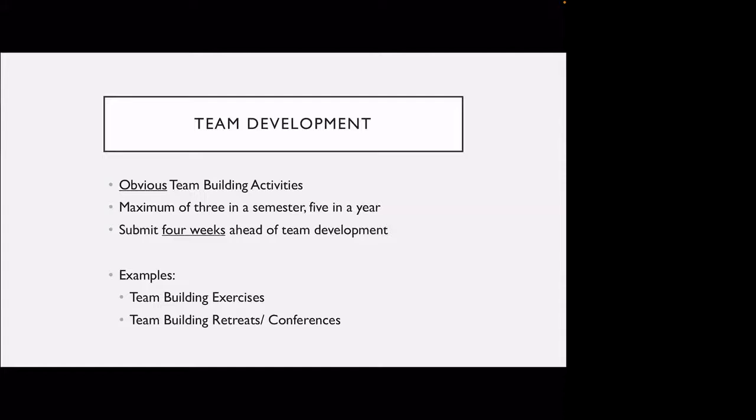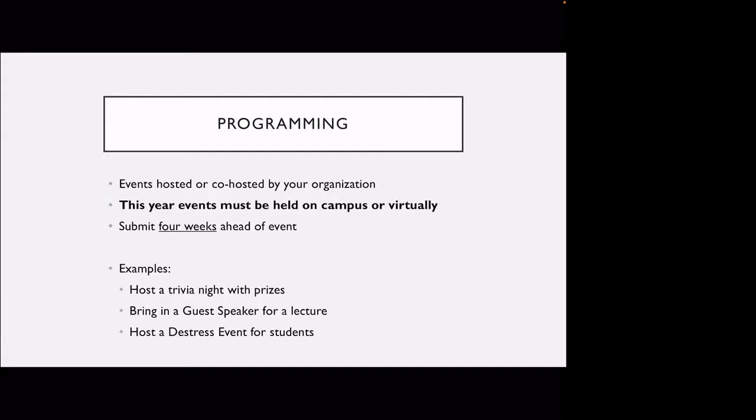And then finally, which will probably be the most used budget type, is programming. And these are going to be events hosted or co-hosted by your org. This year, due to the ongoing pandemic and ever-changing safety guidelines, all events must be held on campus or virtually, so we cannot hold events off campus, or at least we will not fund events that are to be held off campus. And like team building, these need to be submitted 4 weeks ahead of your event.